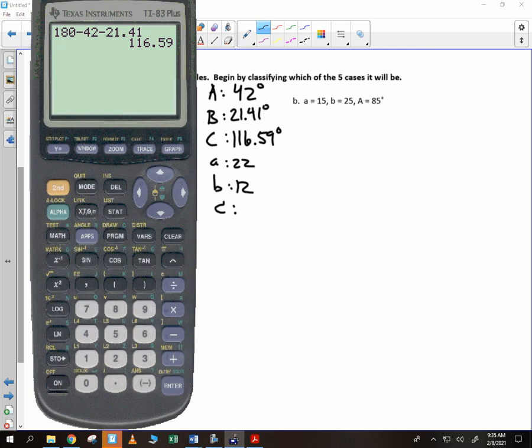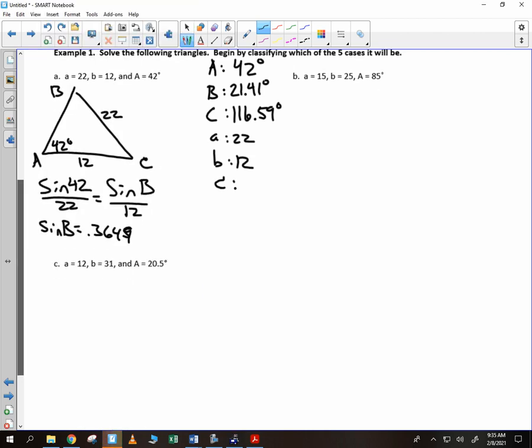Side C. Can I use the Pythagorean theorem? Why can't I use the Pythagorean theorem? It's not a right triangle. So how do you find side C? Law of sines. It's a beautiful thing. Sine of 42 over 22 is equal to sine of 116.59, and you divide it by side C.